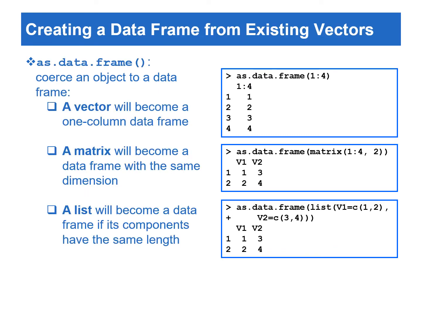To convert an object to a data frame, we can use the as.data.frame function. For example, to convert a vector to a data frame, the vector will become a one-column data frame. Converting a matrix to a data frame, the matrix will become a data frame with the same dimension. We can also convert a list to a data frame. In this case, each component of a list needs to be a vector, and these vectors should have the same length.